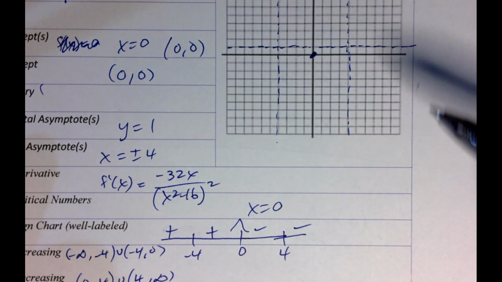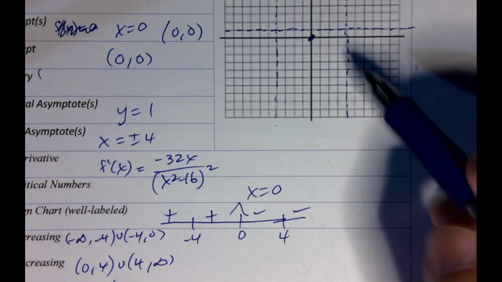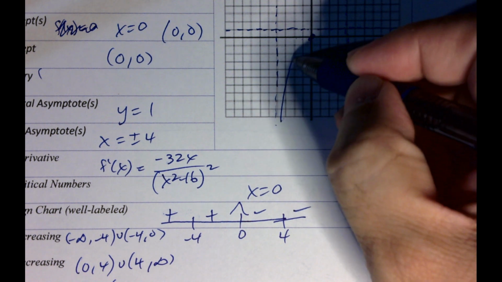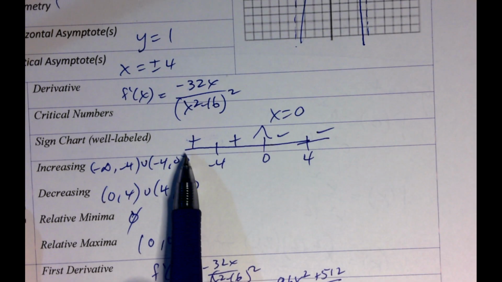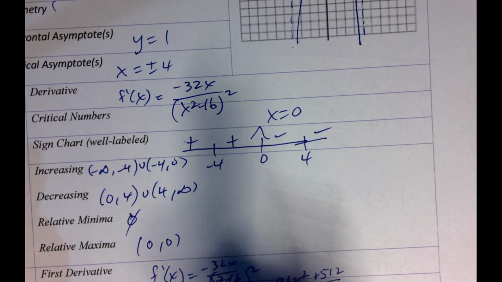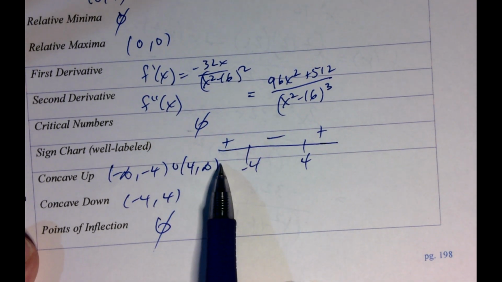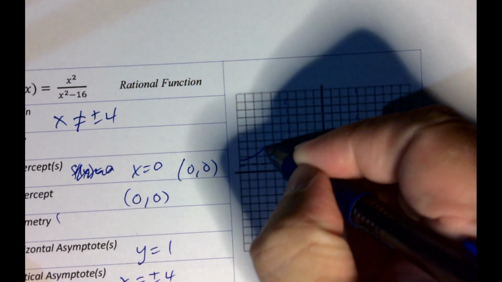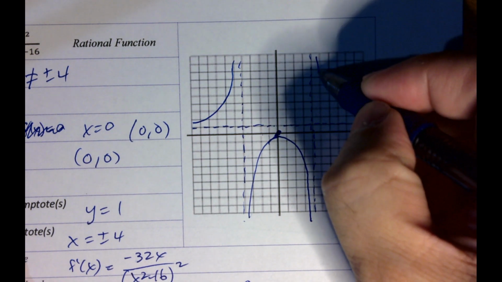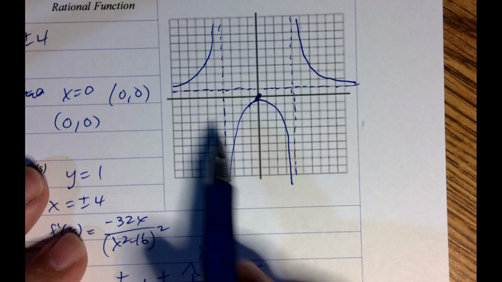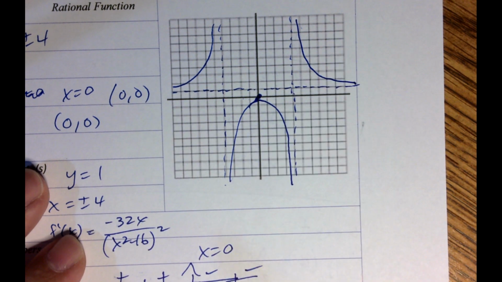Okay. Let's look at something else. There's a max at 0, 0. So that means it's going up to there and down from there. And I want to confirm it's concave down. Remember, it was concave down from negative 4 to 4, so that's okay. From negative infinity to negative 4, it's increasing. All right? And it is concave up. It's concave up from negative infinity to negative 4. So it's going to look like this. And then it's also concave up from 4 to infinity. And don't forget, it's going towards that horizontal asymptote, y equals 1. So there it is.